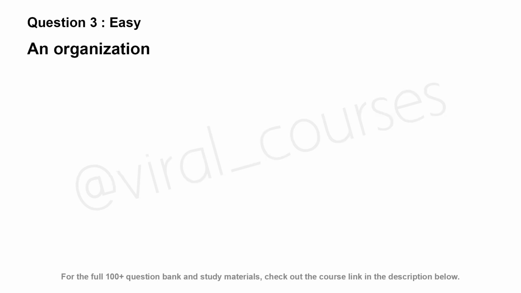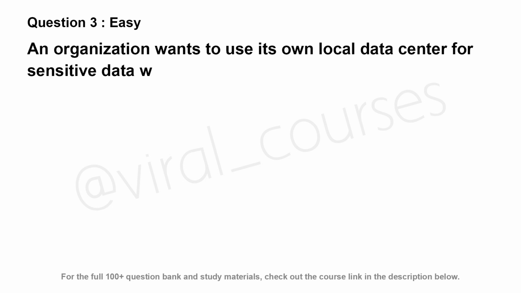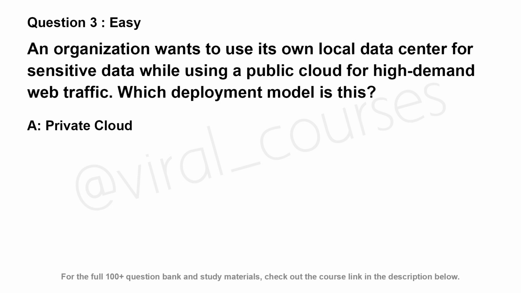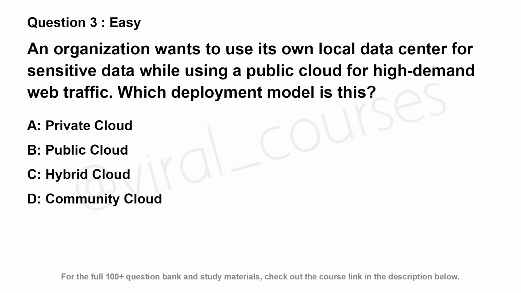An organization wants to use its own local data center for sensitive data while using a public cloud for high-demand web traffic. Which deployment model is this? Option A, private cloud. Option B, public cloud. Option C, hybrid cloud. Option D, community cloud.